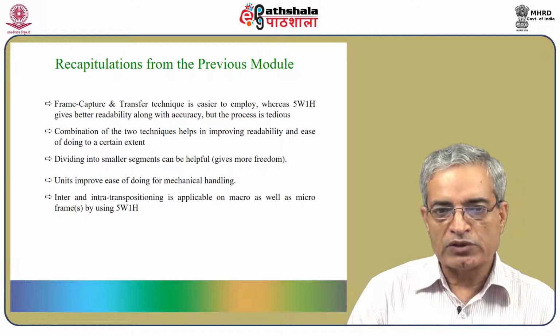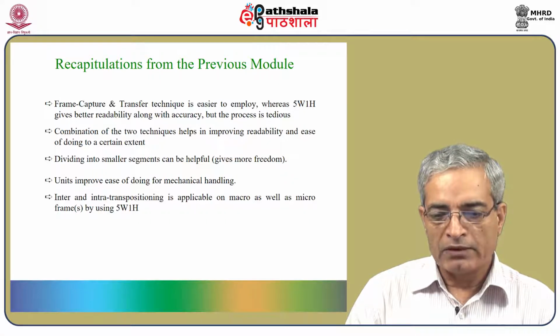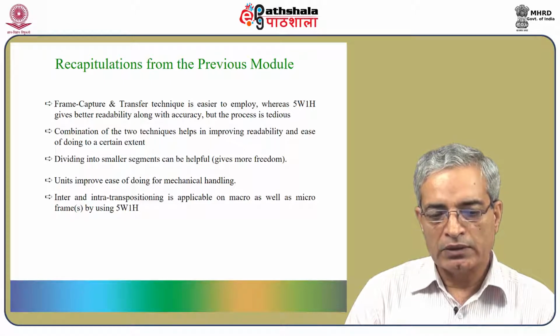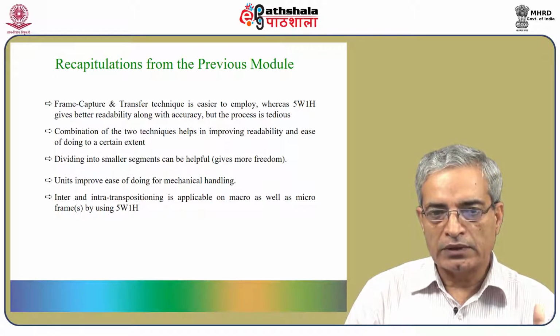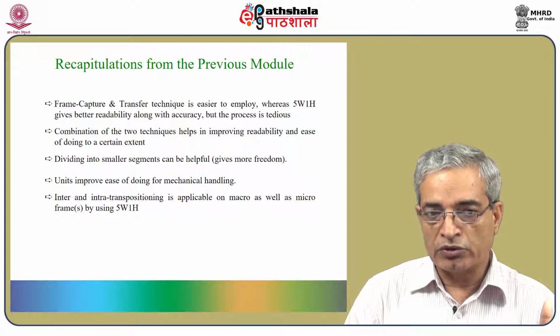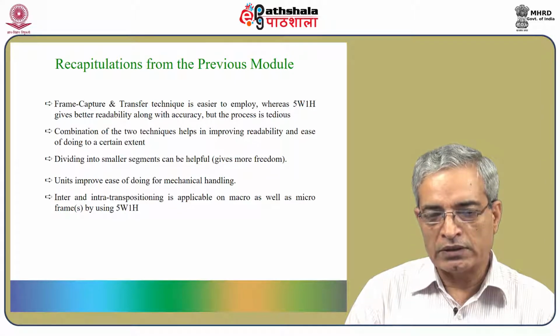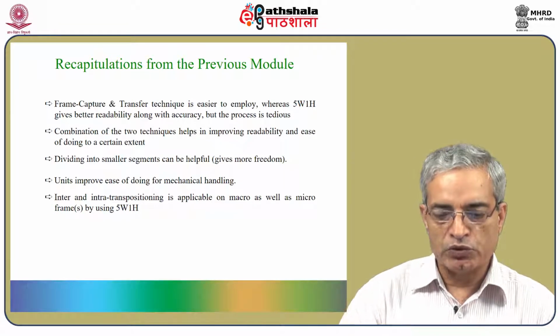These are the recapitulations, the learnings of the previous module. Frame capture and transfer technique is easier to employ, whereas 5W1H gives better readability along with accuracy, but the process is tedious. Combination of two techniques helps in improving the readability and ease of doing to a certain extent. Dividing into smaller segments can be helpful. It gives the freedom. Unit introduction or the use of unit improves ease of doing, though it handles the things in a mechanical manner. Inter and intra transpositioning is applicable to macro as well as microframes by using 5W1H.